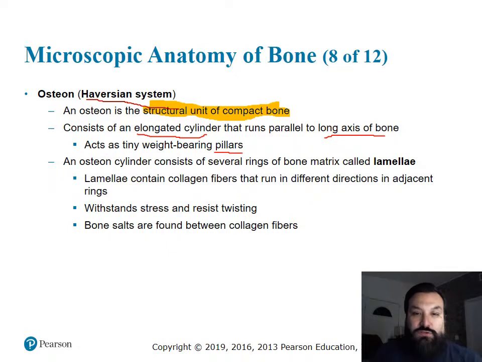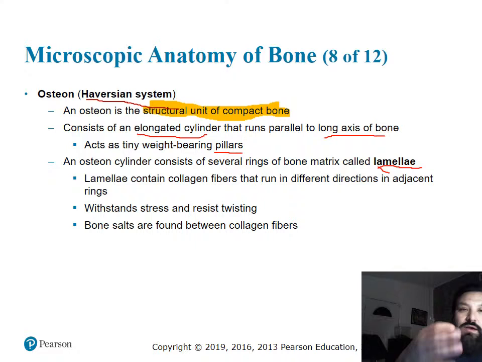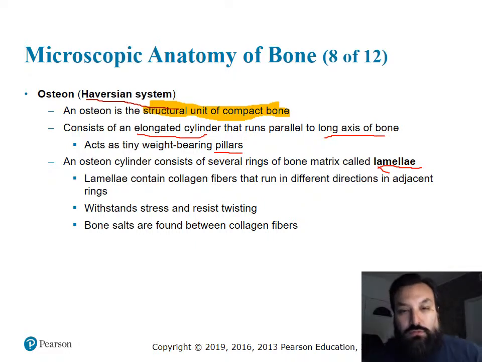Each of those cylinders has several rings, and we call those laminae. Like lamination, right? Coverings. These rings are rings inside rings inside rings, and we're going to see those in a second. Laminae have collagen fibers that run in different directions. So you'll see these lines in just a second. I'll show you the collagen fibers and how they run in different directions that make up these rings that we call laminae, right?